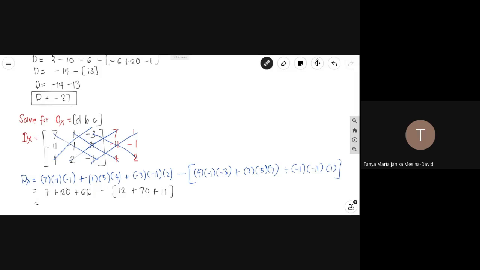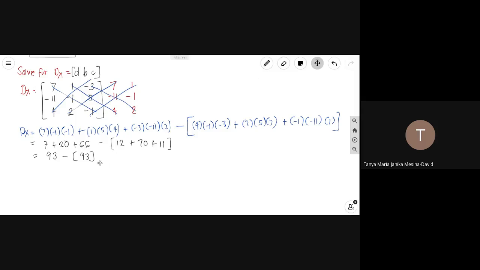So simplifying further, we have 27 plus 66, which is 93, minus the bracket. We have 12 plus 70 plus 11, which is 93 also. So we now simplify. Dx is 93 minus 93. That is 0. So this will now be the value of our Dx.